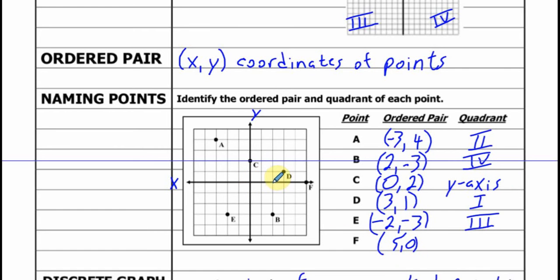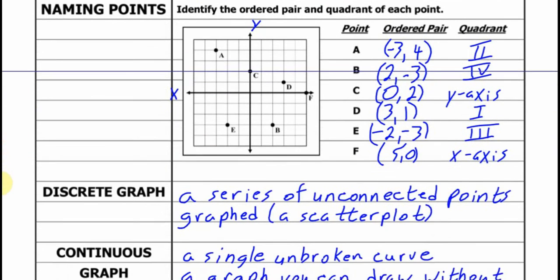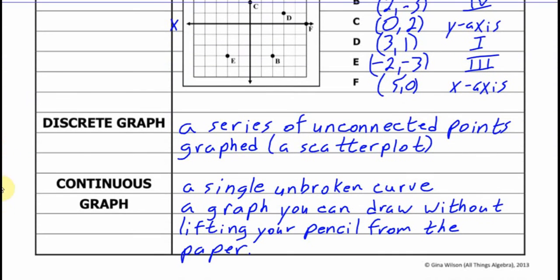Okay. Same thing with 5, 0, F. F, we have to move 1, 2, 3, 4, 5 to the right, but we move 0 units up or down to get to point F. So 5, 0. And again, it's not in quadrant 1, it's not in quadrant 4, it's on the x-axis. So we just write in here, x-axis. Okay. Again, you've got your definition here of discrete graph, continuous graph.